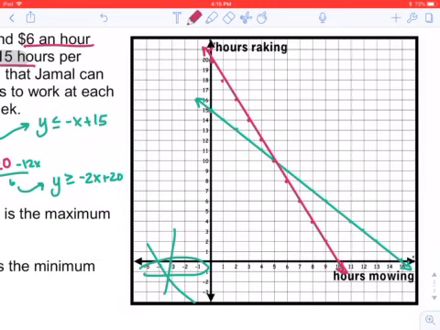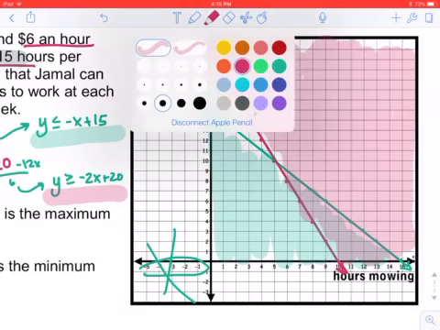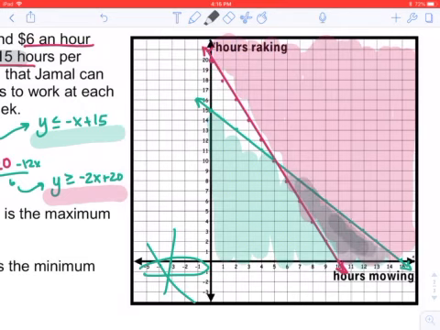But I need to shade these. So going back to the first one, y is less than or equal to, right? So thinking about the green line, I want to go below the green line and shade. Again, I'm not really going to worry about the negatives because I can't have negative hours. But then thinking about the other line, the red one, y is supposed to be greater than or equal to. So I'm going to go above the red line. Looking to see where it has been double shaded, we've got this lovely little intersection down here.